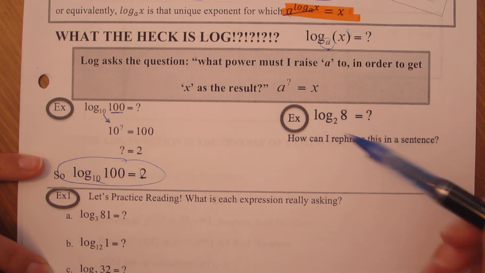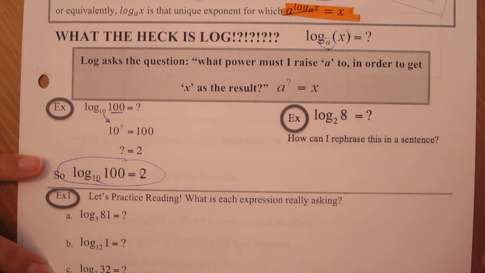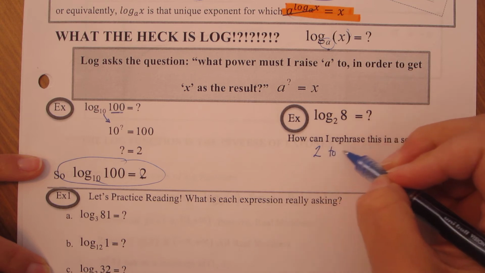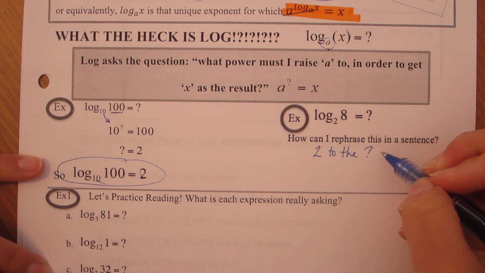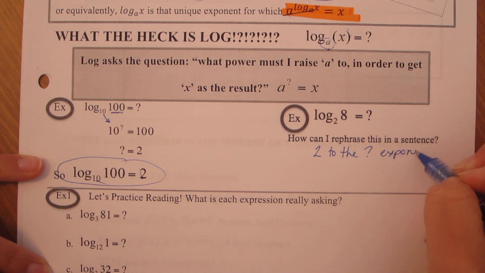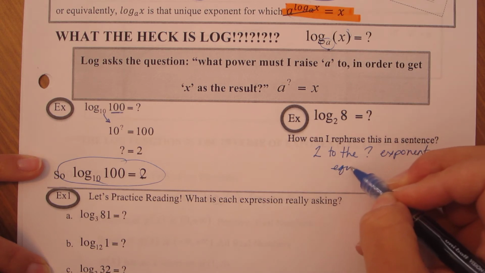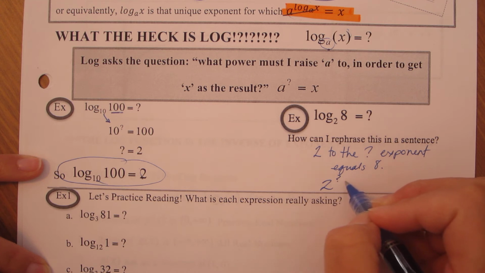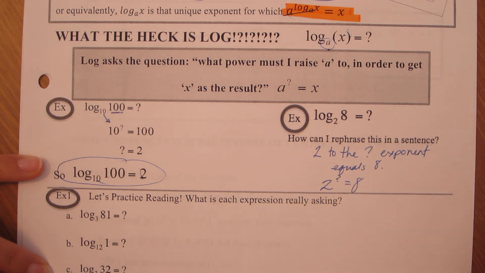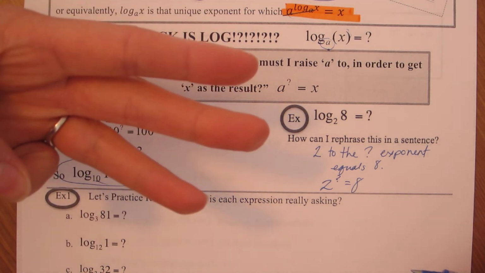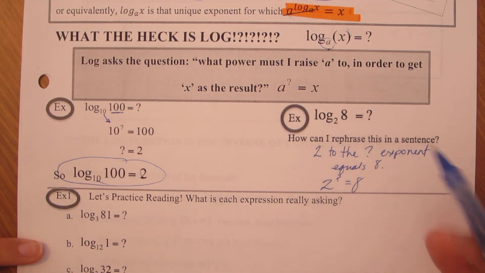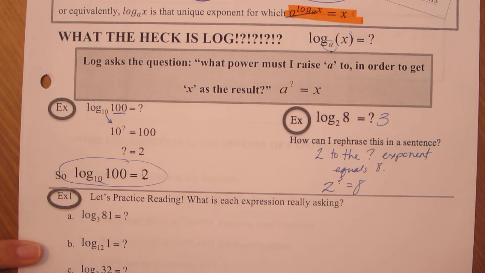Okay, let's look at this one. Example 2, log base 2 of 8. How do I rephrase it in a sentence? 2 to the question mark exponent equals 8? So 2 to the what equals 8? Well, we know if you take 2 to the third power, 2 times 2 times 2, I get 8. So log base 2 of 8 equals 3.